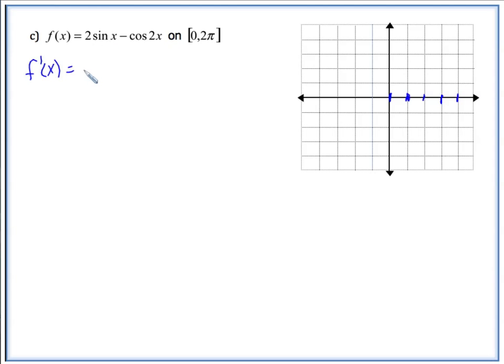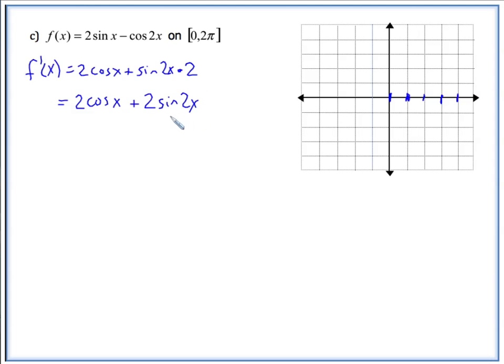And with the trig functions, this is going to be 2 cosine x. And then this is going to be minus negative sine, so plus sine of 2x. Oh, and we have a function in here, so let's also use our chain rule times the derivative of 2x, which is 2. So if I rewrite this, I get 2 cosine x plus 2 sine of 2x.